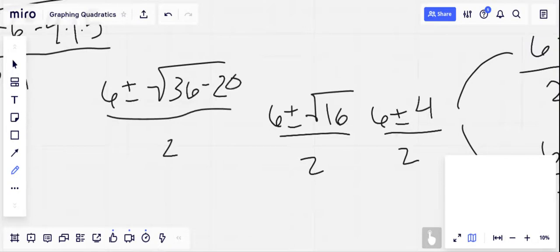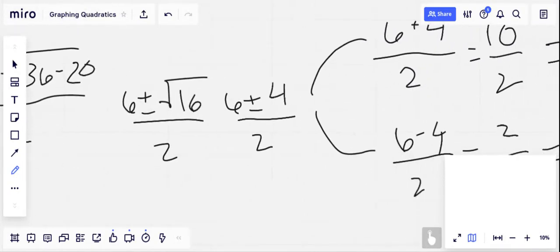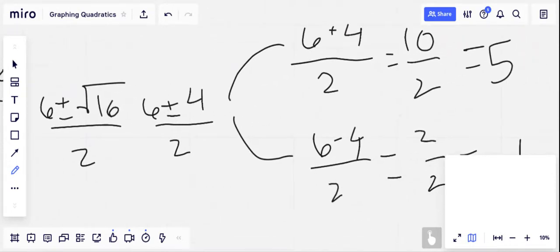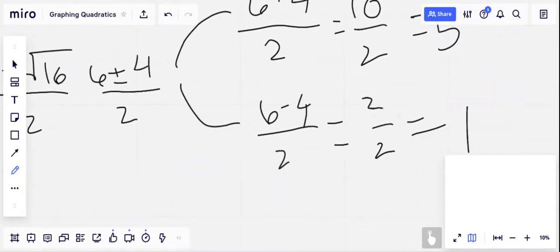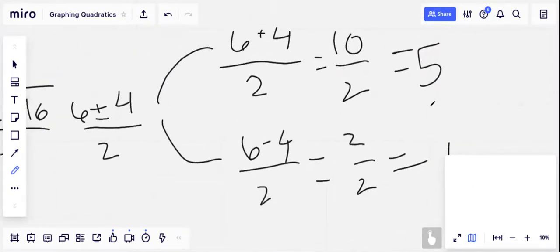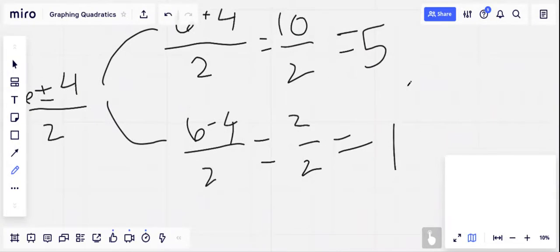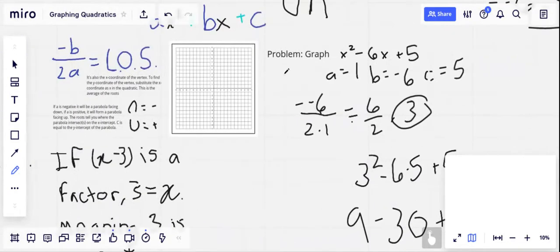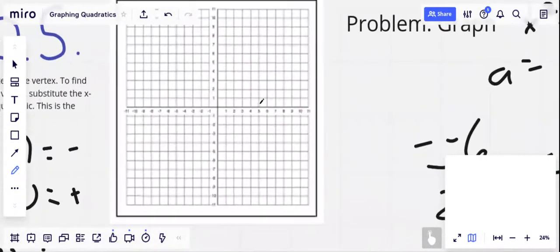Then we could break it down into two parts: 6 plus 4 over 2 and 6 minus 4 over 2. 6 plus 4 over 2 is 10 over 2, which is 5. And 6 minus 4 over 2 is 2 over 2, which is 1. So 5 and 1 are the two roots. So 1 comma 0 and 5 comma 0 is where our parabola will intersect on the x-axis.